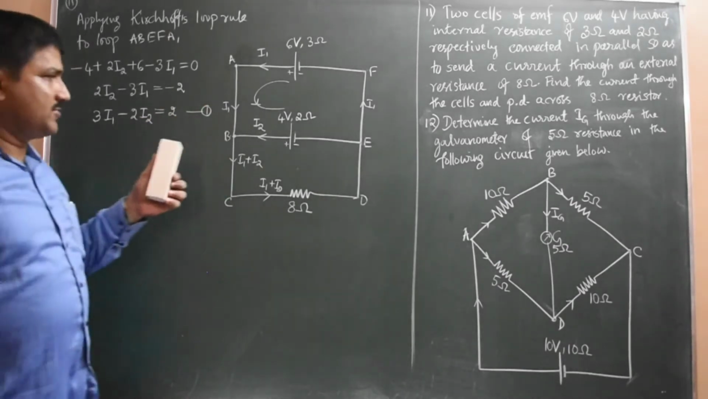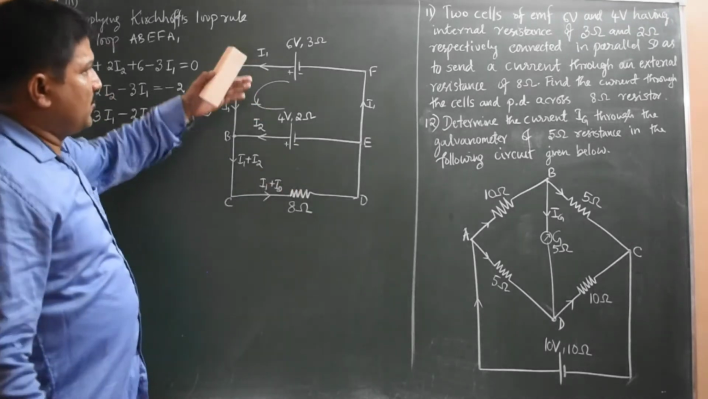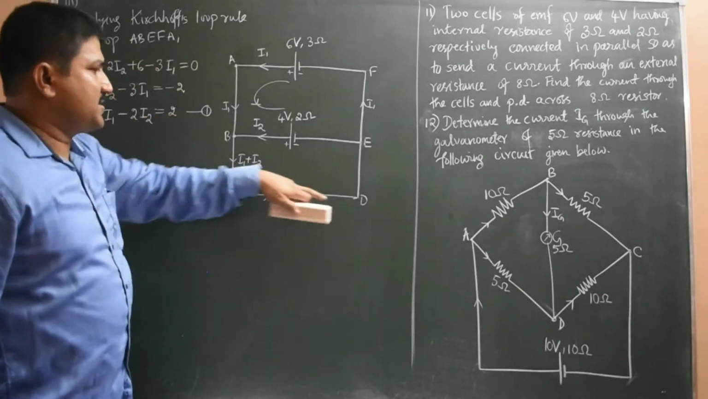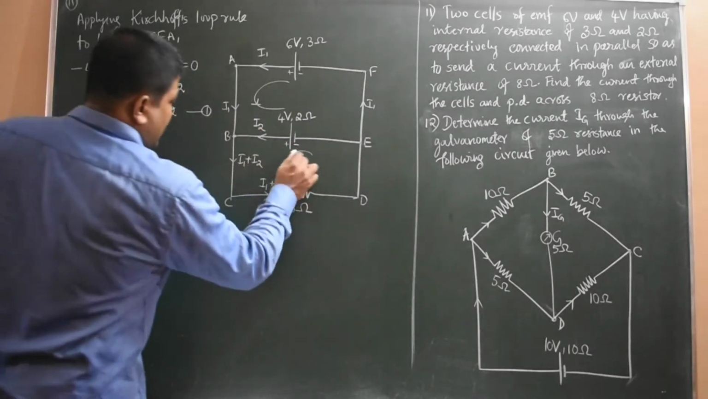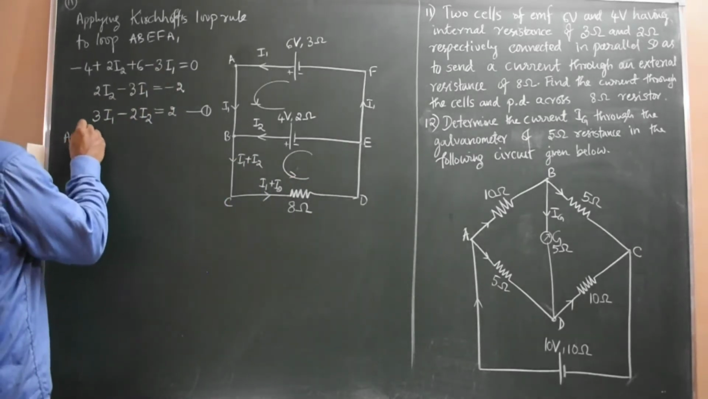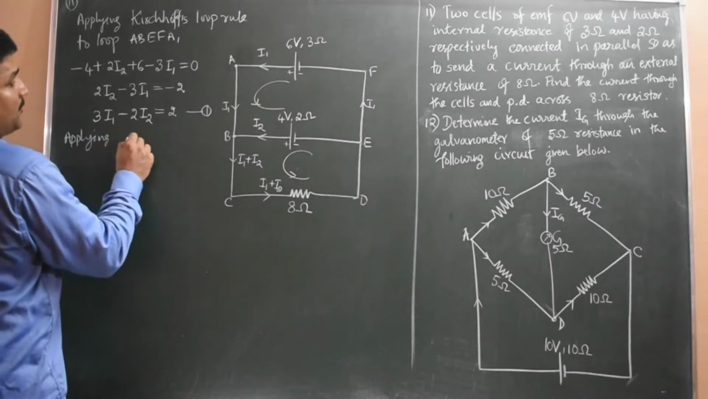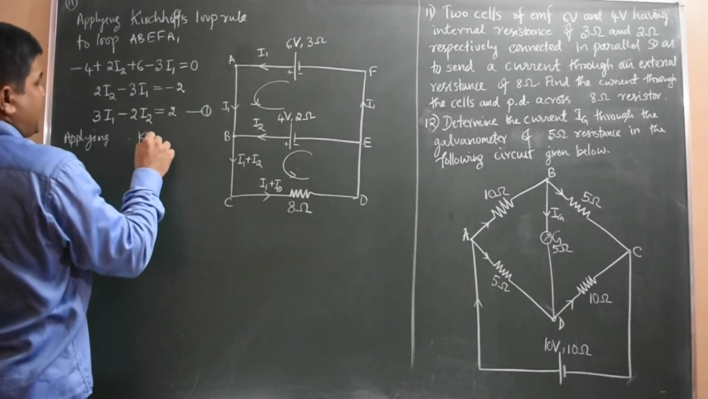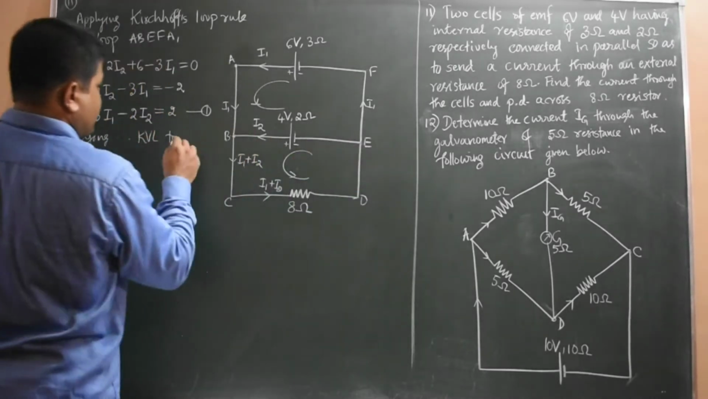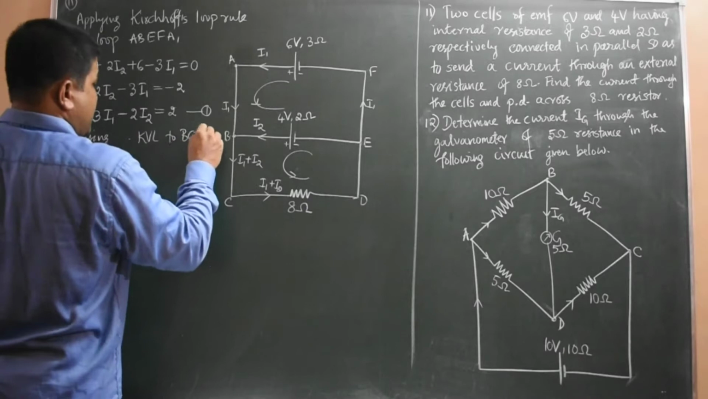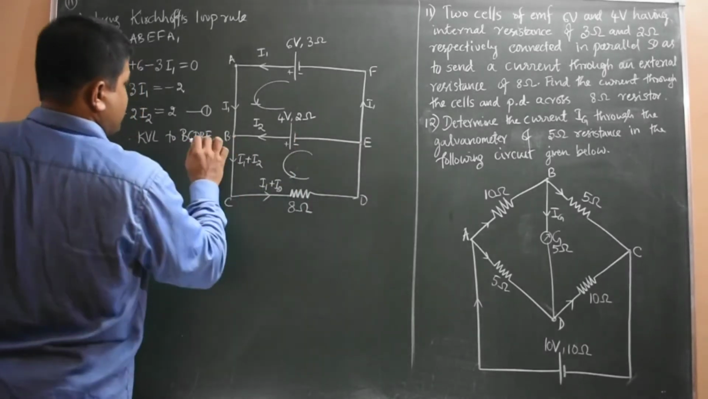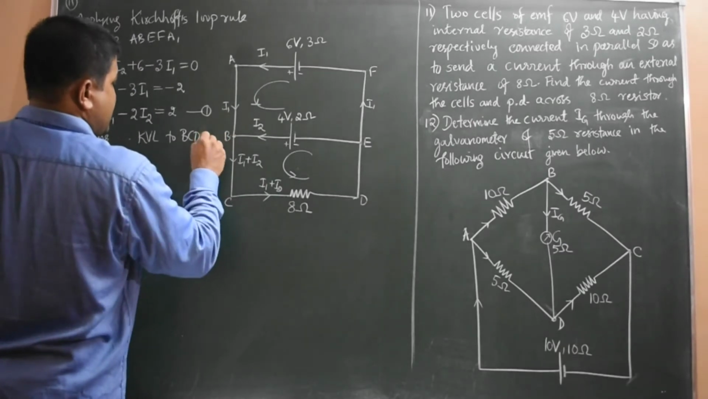Now we apply the Kirchhoff's loop rule to another loop, either it is A, B, C, D, E, F, A or B, C, D. Smaller loop I will take. So I go like this now. So applying Kirchhoff's loop rule again, or simply write KVL, to which loop? B, C, D, E, B. This loop. B, C, D, E, B.